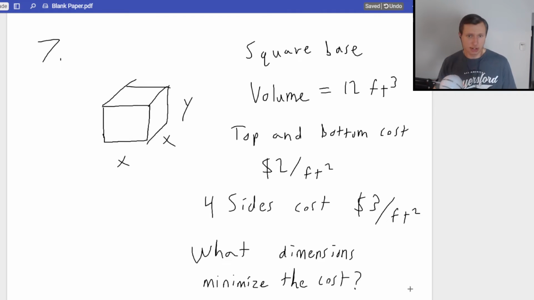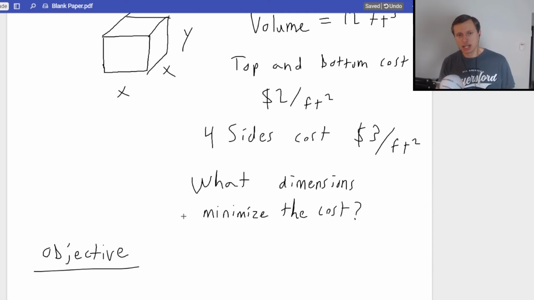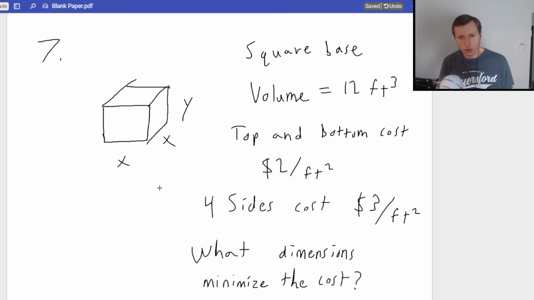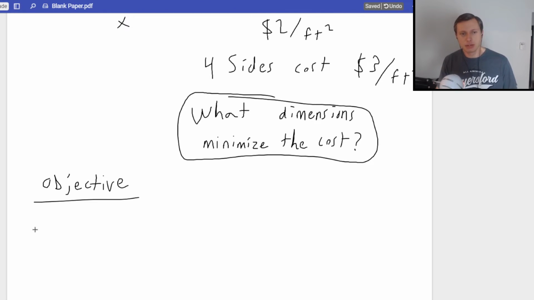Okay, I'm going to get started. So first, the objective equation is the thing we want to maximize or minimize. If you say volume, you're wrong, because I want to minimize the cost. So it's going to be a cost equation. Now, we don't have a cost equation, so I'm going to actually skip the objective equation for a second.